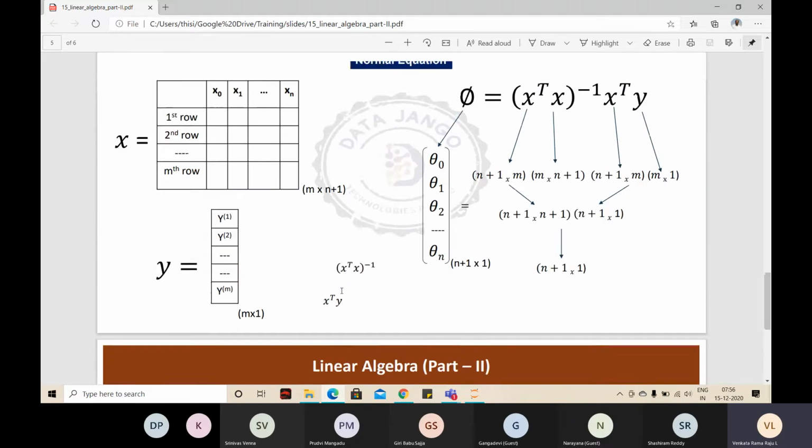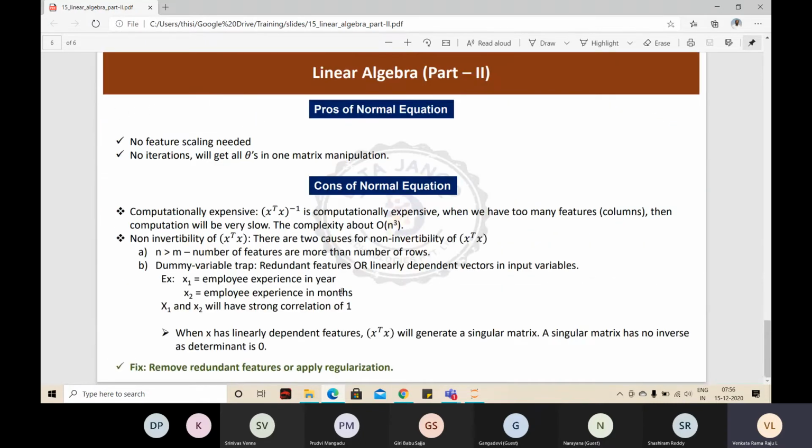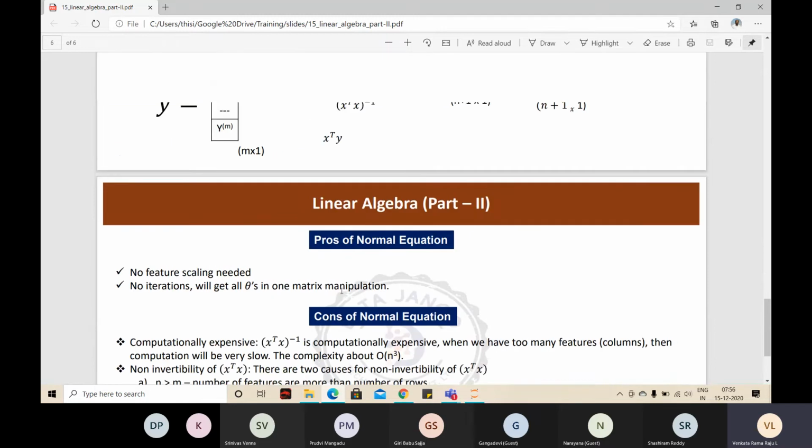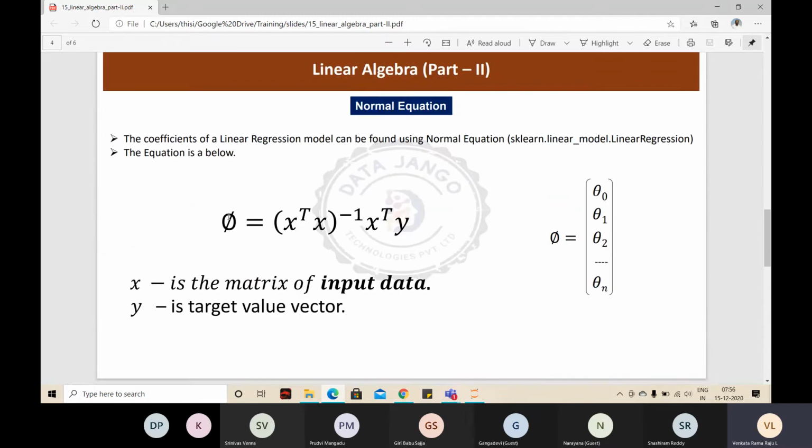So the problem with the normal equation is, let me ask a question. You have this equation, and I'm trying to find thetas. Why am I trying to find thetas? The first example you need to remember: there is a house with 1000 SFT, the price is 1 million. A house with 2000 SFT, the price is 2 million. A house with 3000 SFT, the price is 3 million.